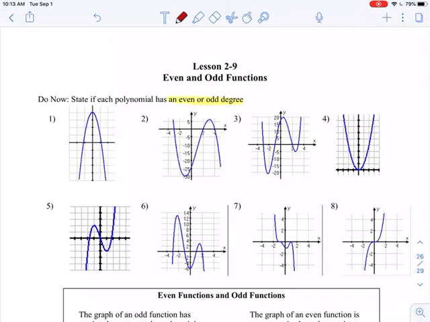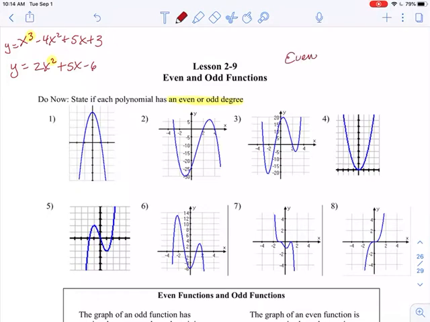Before we do that, I just want to review even and odd degree. That's a little bit different than what we're going to learn today. Even and odd degree is talking about the highest exponent. Say I had an equation with x cubed minus 4x squared plus 5x plus 3. My degree is talking about this. That's an odd degree. If I had the equation y equals 2x squared plus 5x minus 6, the degree is the highest exponent.